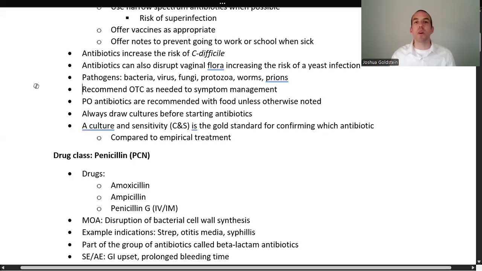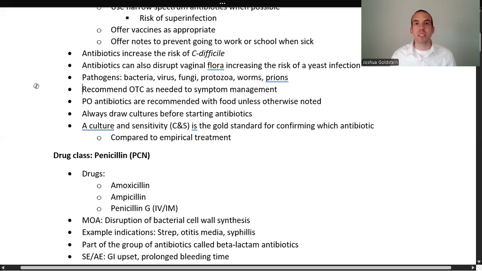Some of the things that we use this for are strep, otitis media, and syphilis, as well as much, much more. And this is part of a group of antibiotics called beta-lactam antibiotics. Beta-lactam is a chemical structure of the drug, and if it has that beta-lactam, that's called the beta-lactam antibiotics.